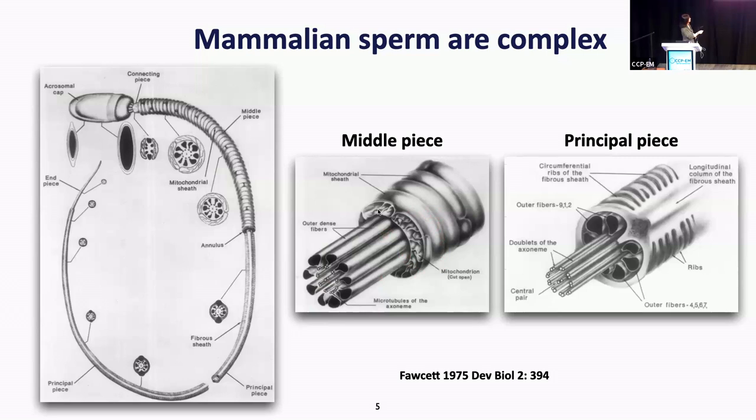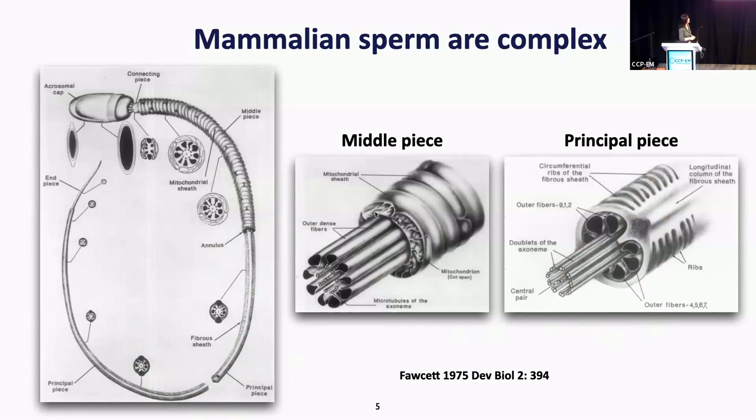If you move further away from the head, to the area called the principal piece, you don't have mitochondria anymore, but a structure called the fibrous sheath now surrounds it. So it's all much more complex than in a non-mammalian species.